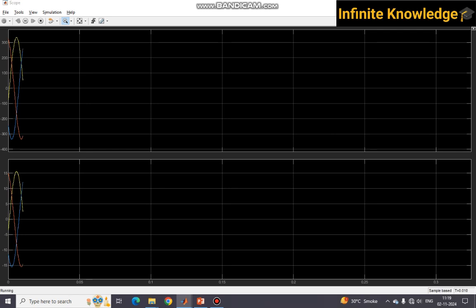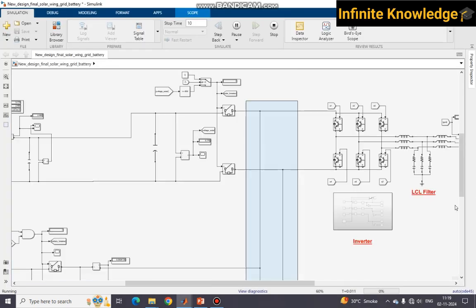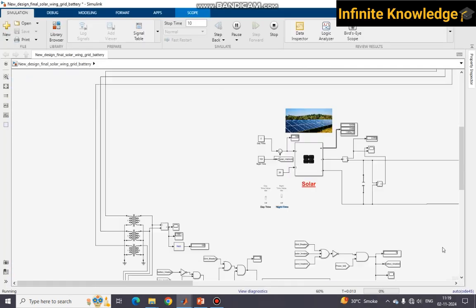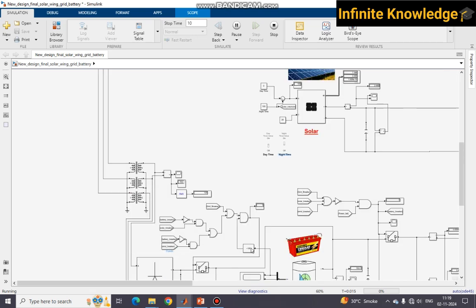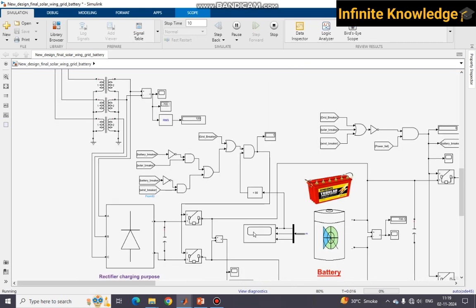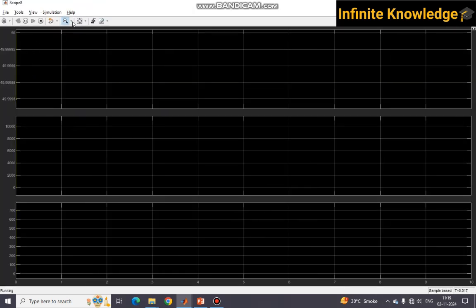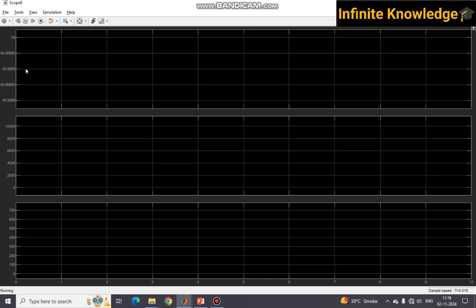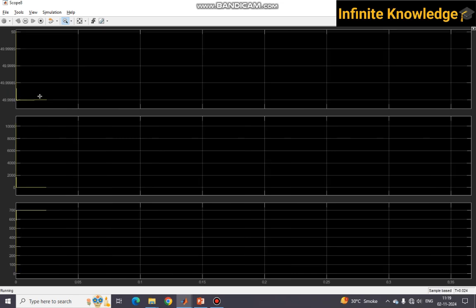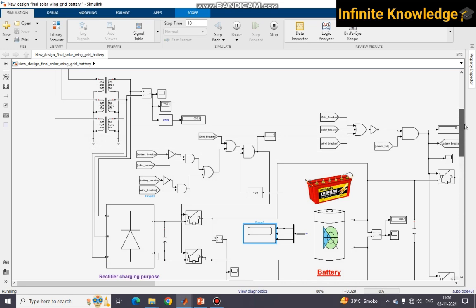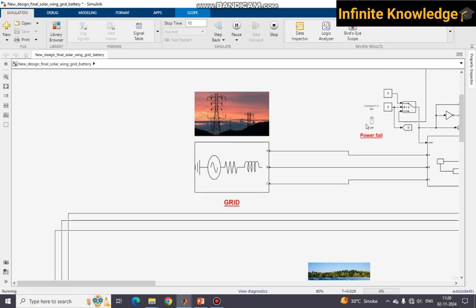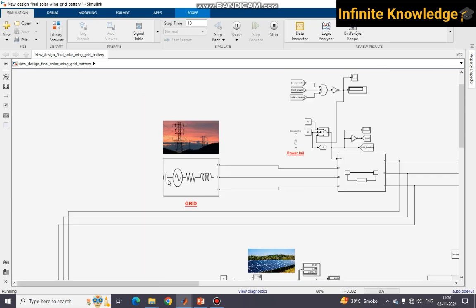Okay, but what I am doing, I am intentionally isolating the grid supply. So yes, you can check here your battery is getting charged. Very slight upward transition. You can see the slight upward transition is there, battery is charging. So right now I am intentionally creating the power fail condition. Whenever I turn on this switch, it indicates the grid power fail scenario.